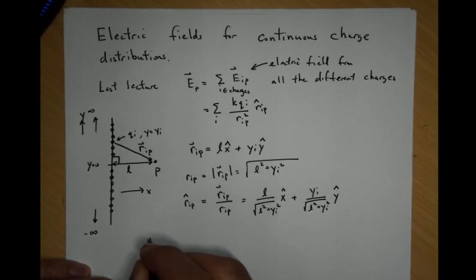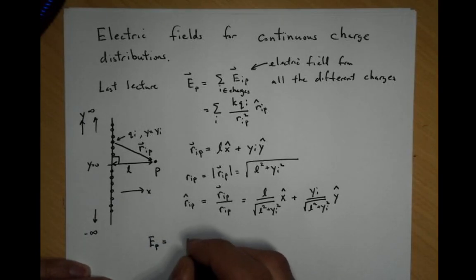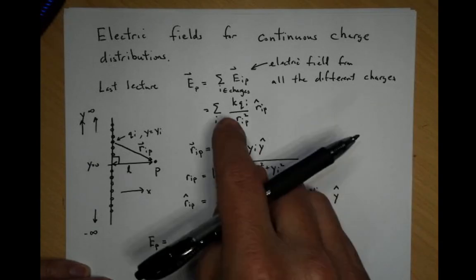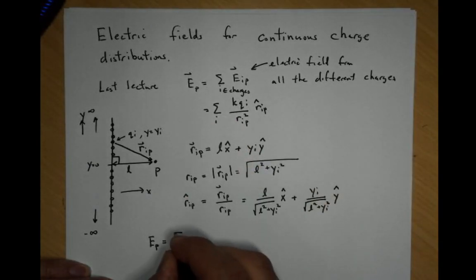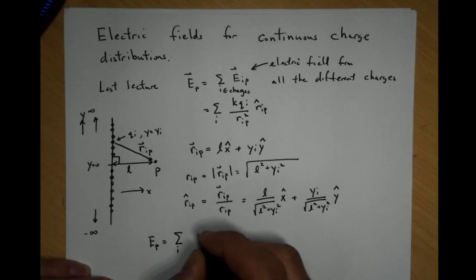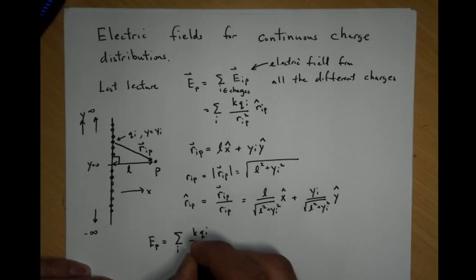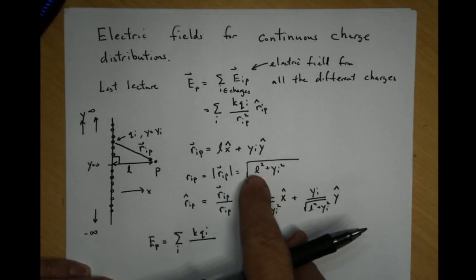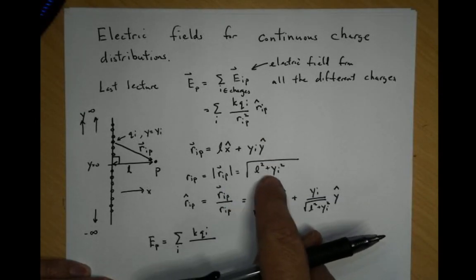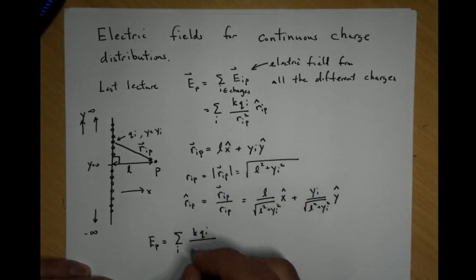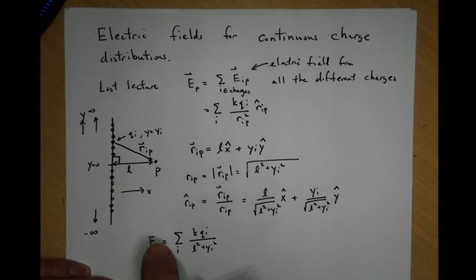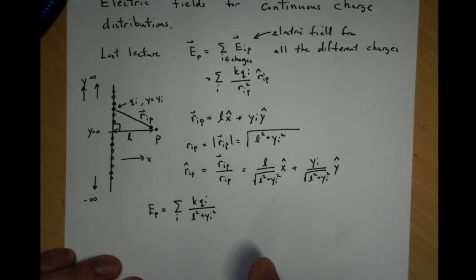Alright, so E of P is equal to, let's see, so I got the sum over i of k Q_i over r_iP squared. Well, r_iP is the square root of L squared plus y_i squared, so r_iP squared is basically L squared plus y_i squared. And then r_iP hat. Okay, so I got to plug that part in now. Let's go and do that.